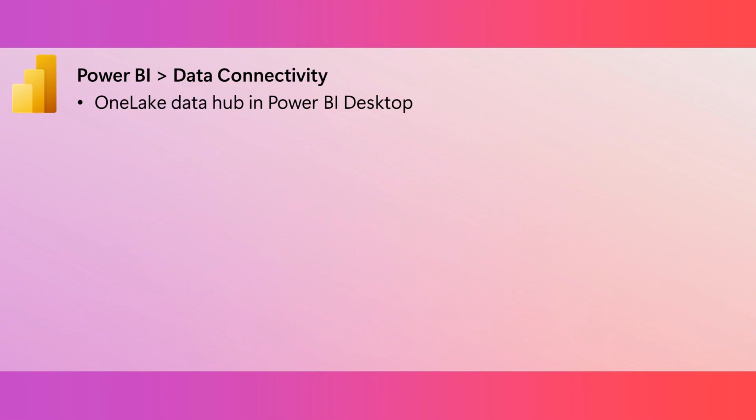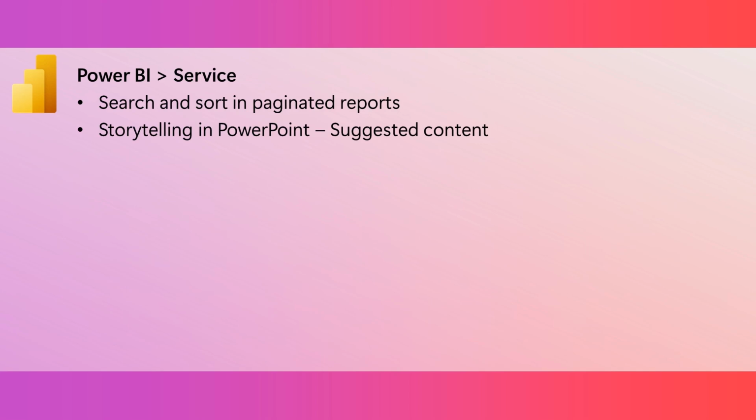The connectivity to Fabric items such as data marts, lakehouses, warehouses, and KQL databases via the OneLake Data Hub is now generally available. We have two useful improvements for paginated reports. You can search inside the paginated report, and now you can sort on a column. The Power BI add-in for PowerPoint can now automatically scan the title of your slide, and it will suggest Power BI content that might be relevant. Maya will give you a brief demonstration.